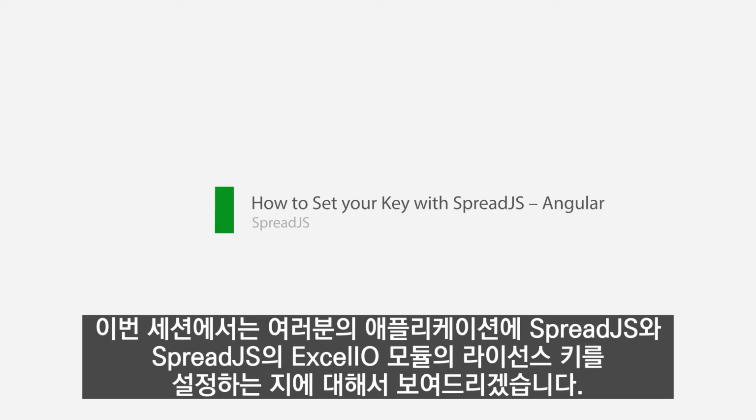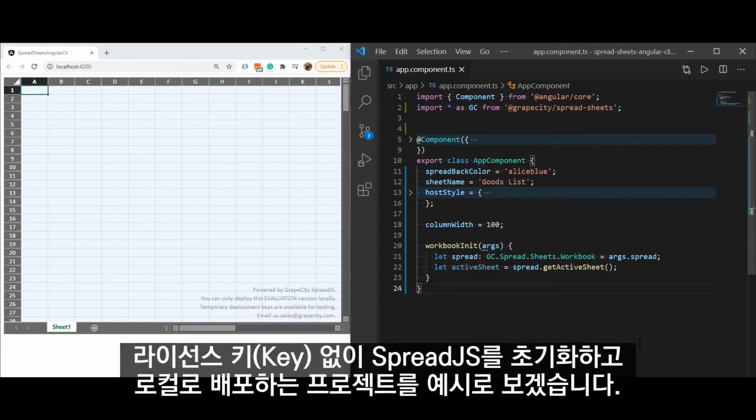In this video, we will show you how to set SpreadJS and SpreadJS's Excel I/O module license keys in your application. For this example, we are starting with a project that has SpreadJS initialized and deployed locally with no key set.